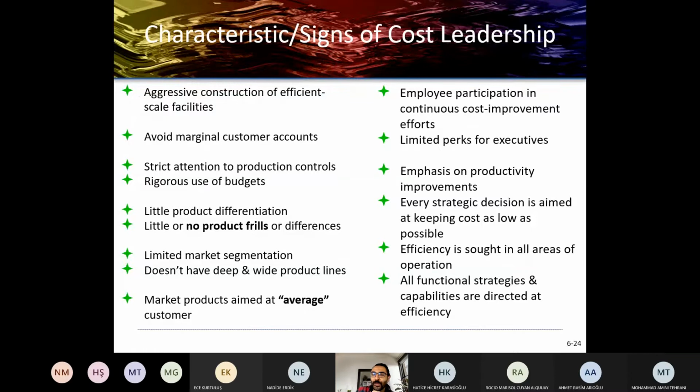Employee participation in continuous cost improvement efforts. You ask your employees how you can decrease your costs, okay? For example, you have engineers, chefs, blue-collar workers working in production, and you ask them, okay, what is the problem here? Is there any way that we can control our costs? And they give you some advice, some arrangements.